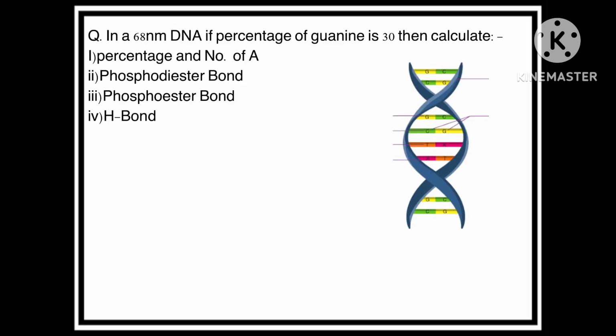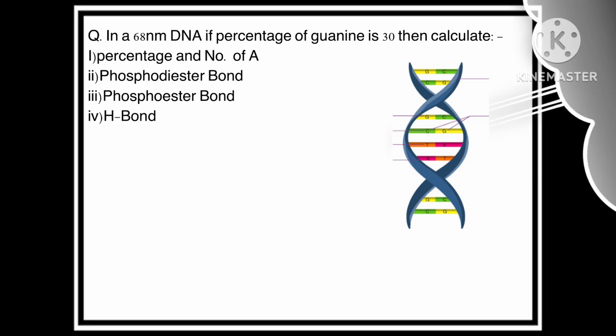Now let's end this lecture with this last question. It says that we have a 68 nanometer DNA. If the percentage of guanine is 30, then calculate the following. The first one is the percentage and number of adenine, phosphodiester bonds, phosphoester bonds, and the hydrogen bonds in it. This question is completely based on the concepts which you learned, so try to solve it on your own. Pause the screen and then match the answer with me.